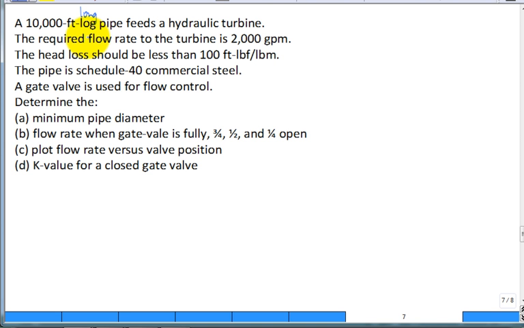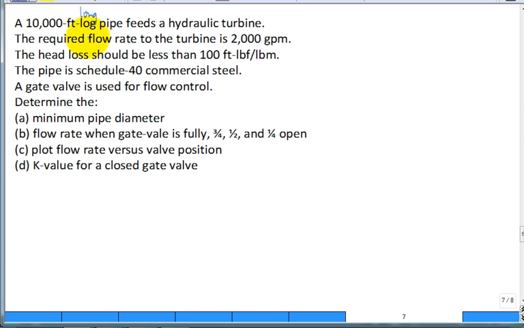So water's going to go through this pipe, and then it's going to go through the turbine, and the turbine's going to extract some energy out of the water. The required flow rate to the turbine, they want 2,000 GPM of water flowing through the pipe. The head loss should be less than 100 foot-pound force per pound mass.